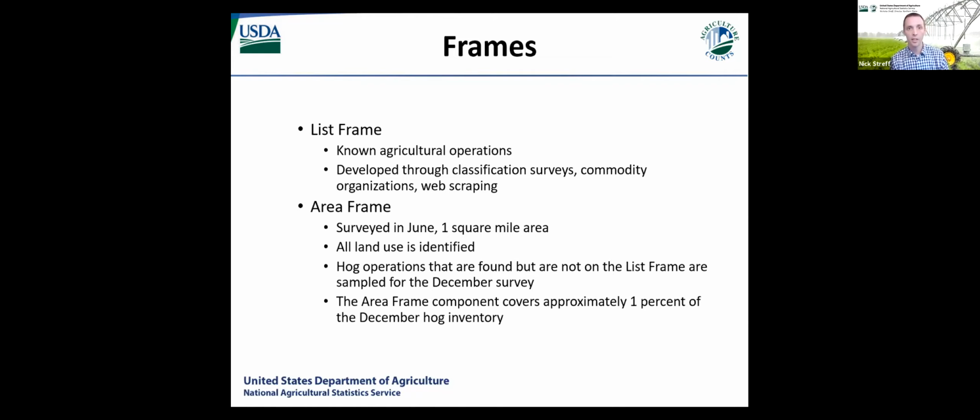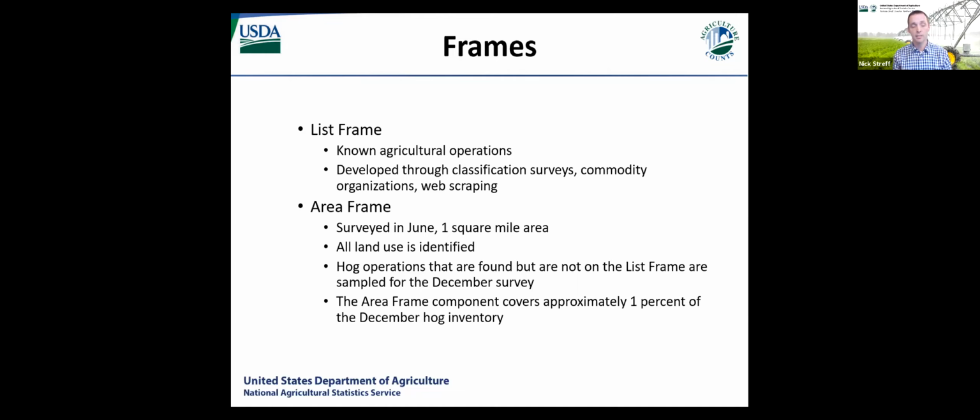But we also have what we call our area frame, and that's based on a piece of land. So every year in June, we go out to a specific plot of land, think of it as basically 1 square mile, and we talk to the producers around there to determine who operates inside that square mile area, that segment. And then from there, whatever names we find operating in there, we compare those names to our list frame to see, do we have them on our list? And this helps us measure our list incompleteness. So with that, we get two different indications when we're doing our hog survey to make sure we're accounting for everything.